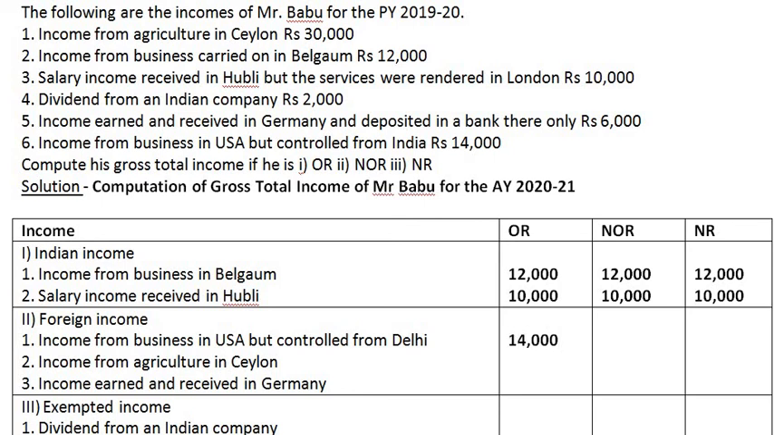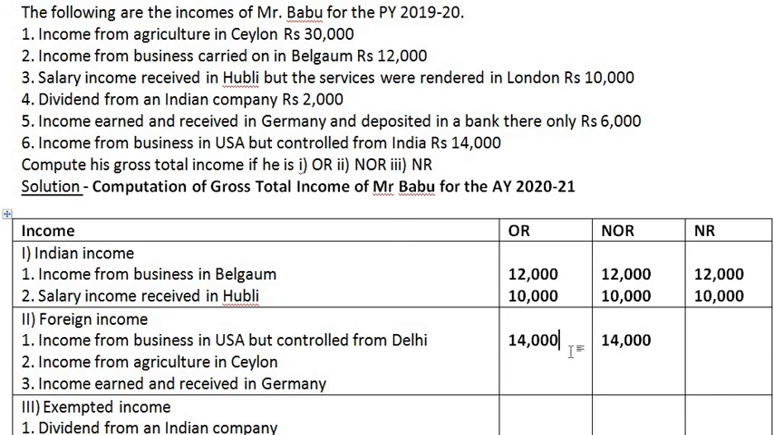We are taking it only in two columns, that is ordinary resident and not ordinary resident. Coming to next, foreign income which is taxed only in one column. We check out the first point, that is income from agriculture in Ceylon. So income from agriculture in Ceylon is taxed only in one column.